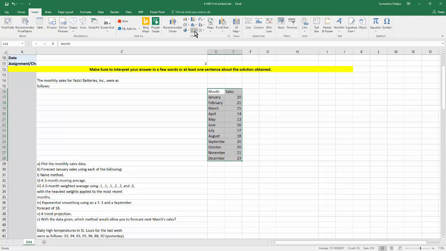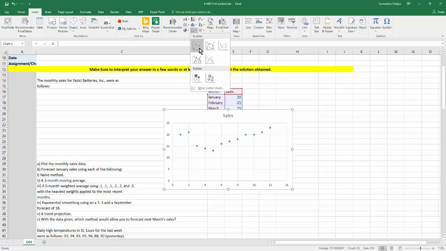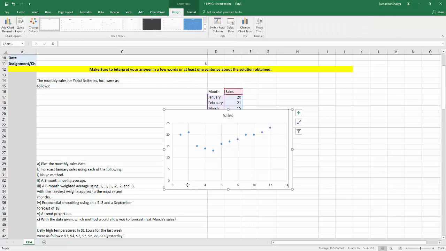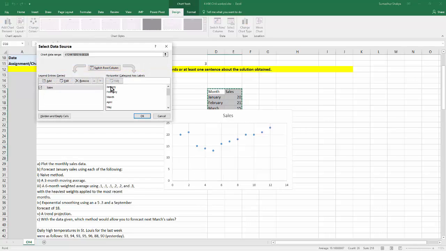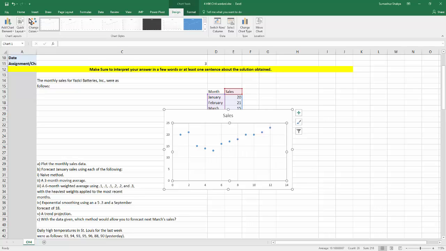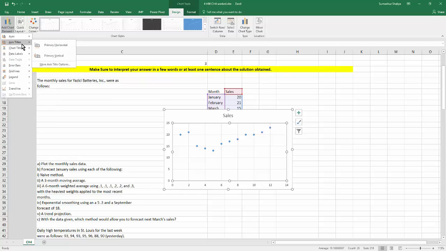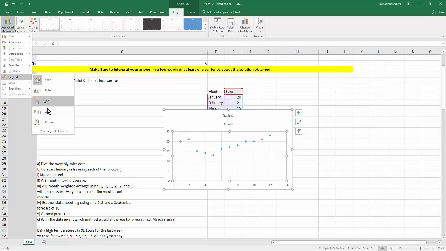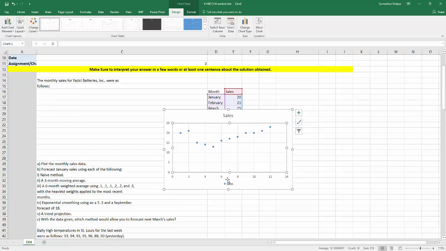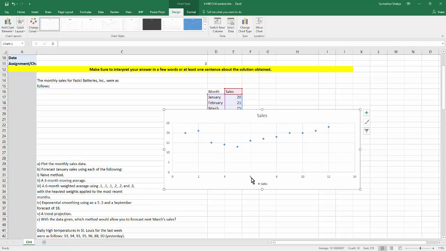So let's say insert scatter chart. Just to be sure, I'm going to select data and make sure that January, February are on my horizontal axis. And in add chart element, where's legend? Okay, so now I know sales is on my vertical axis, and on the horizontal axis are the months.